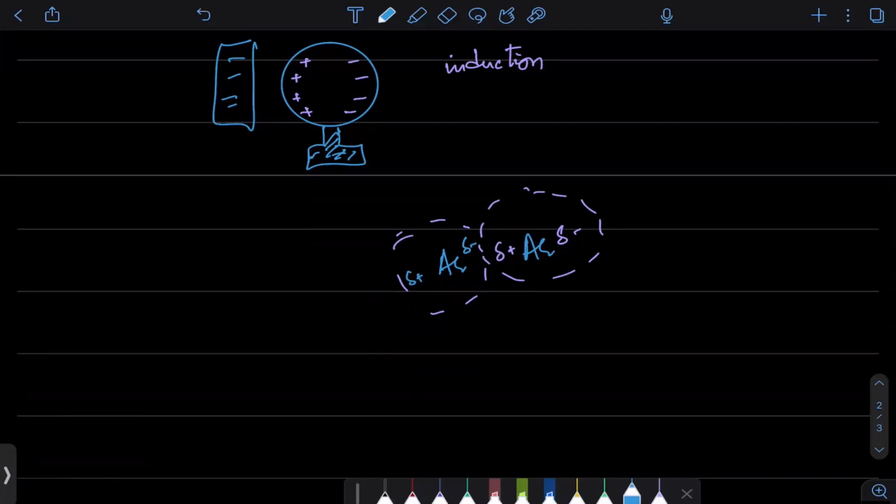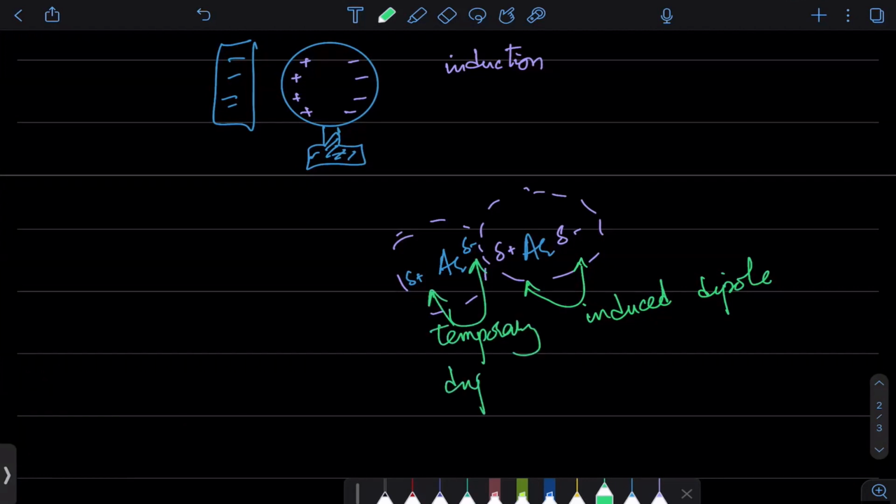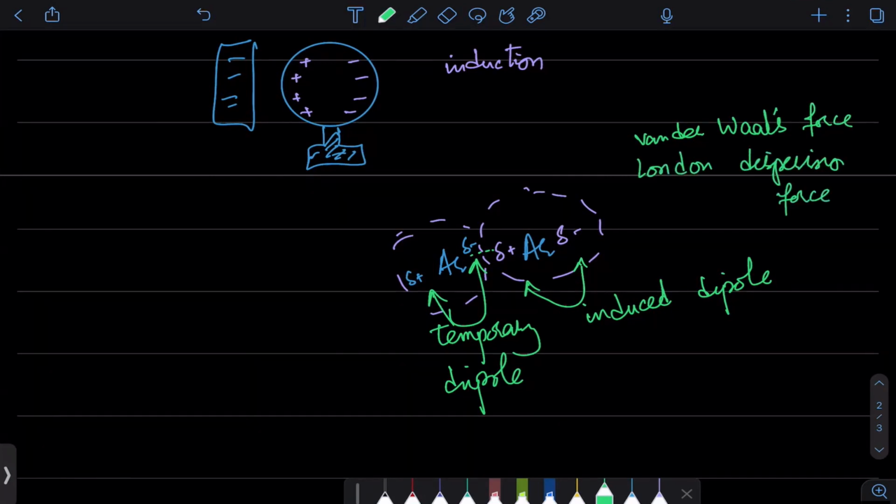Because the right one, this was induced dipole. But because of that induced dipole, this was a temporary dipole that was created. हाँ वो थोड़ा सा मूव करेगा kinetic energy की वजह से, तो वो दूर चल जाएंगे. And there's going to be a force of attraction between this slight negative and this slight positive. And this force is called van der Waals, also called London dispersion force.